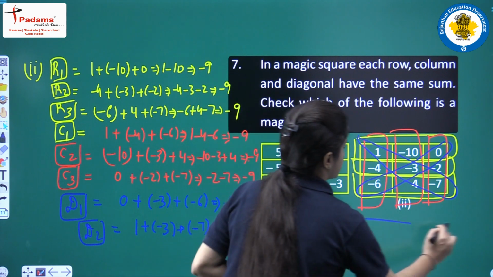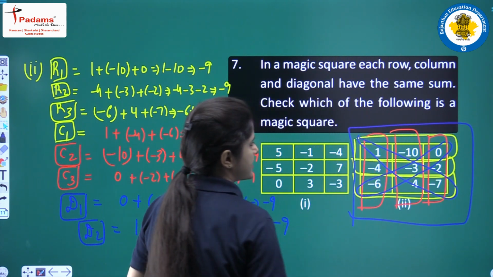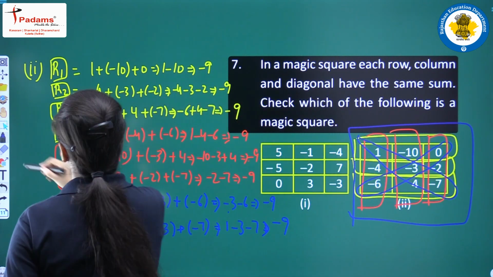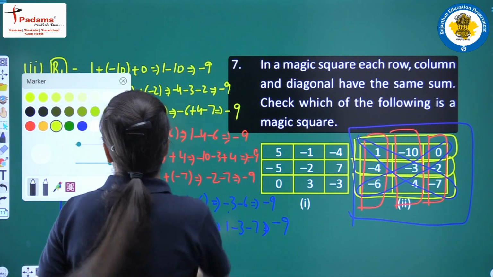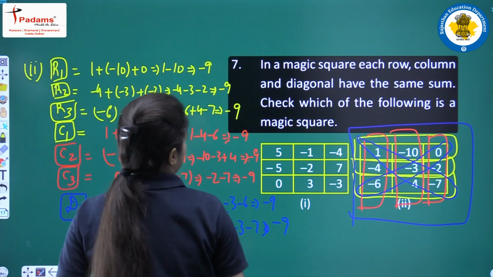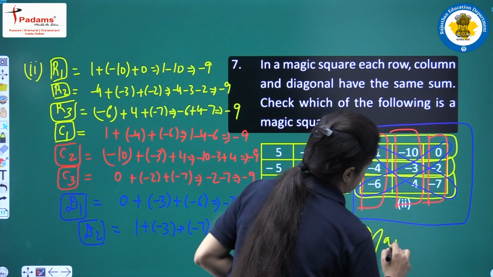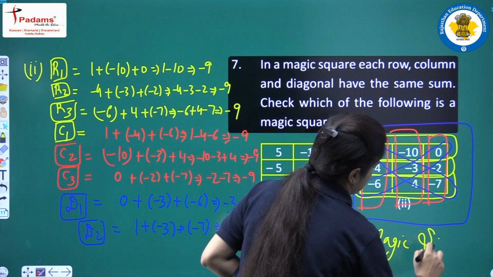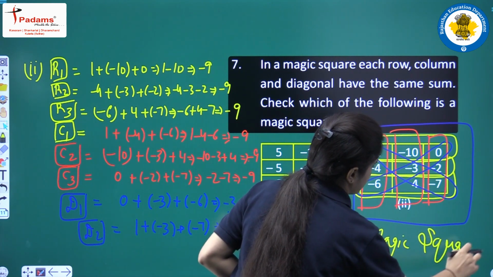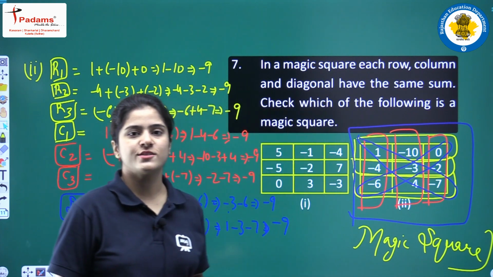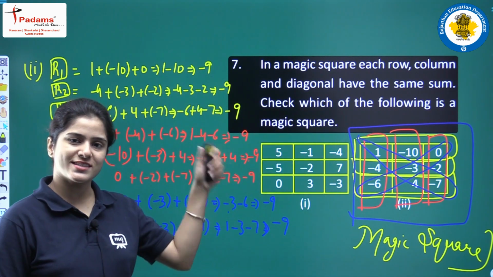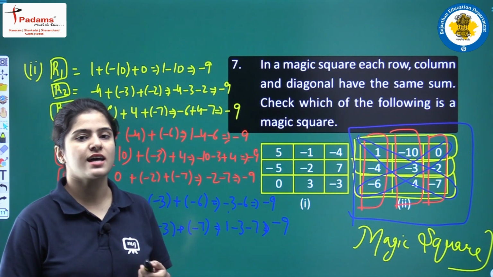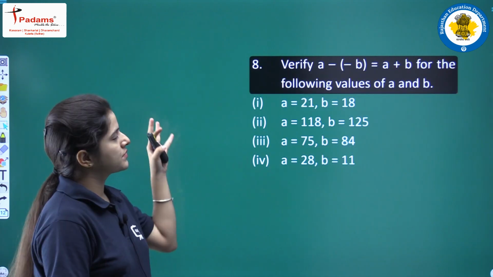So this square is a magic square. Alright, students. So this square is a magic square. Okay, students, so this is a magic square. So this was your second question. So let's move towards the next question.